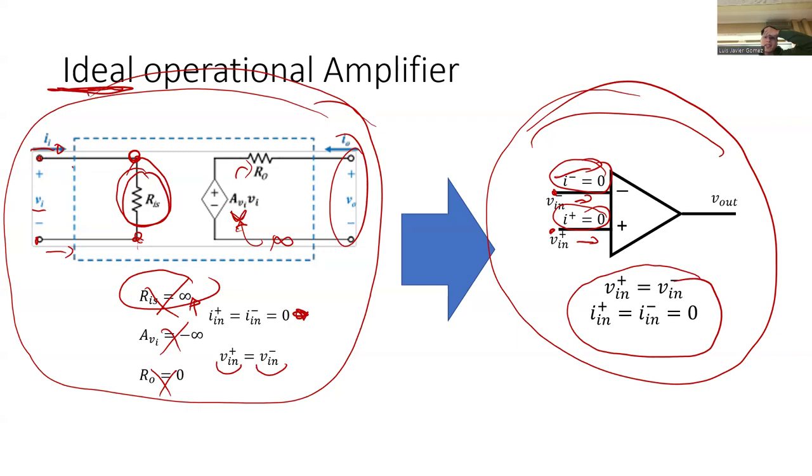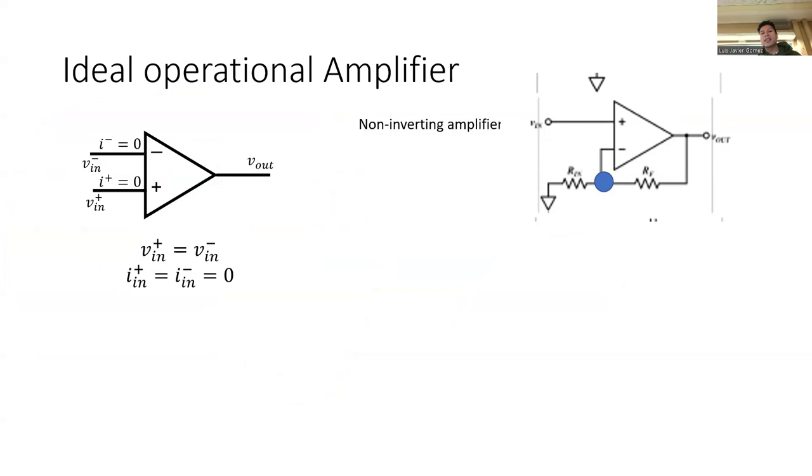So I'm going to go over the simplest op-amp circuit. It's kind of like the hello world of operational amplifiers, and it's called the non-inverting amplifier. Can anyone tell me, based on this, where this is Vin, what the voltage here should be? Yeah, exactly. Since we know the voltage here, and this voltage has to be equal to this voltage, this has to be equal to Vin.